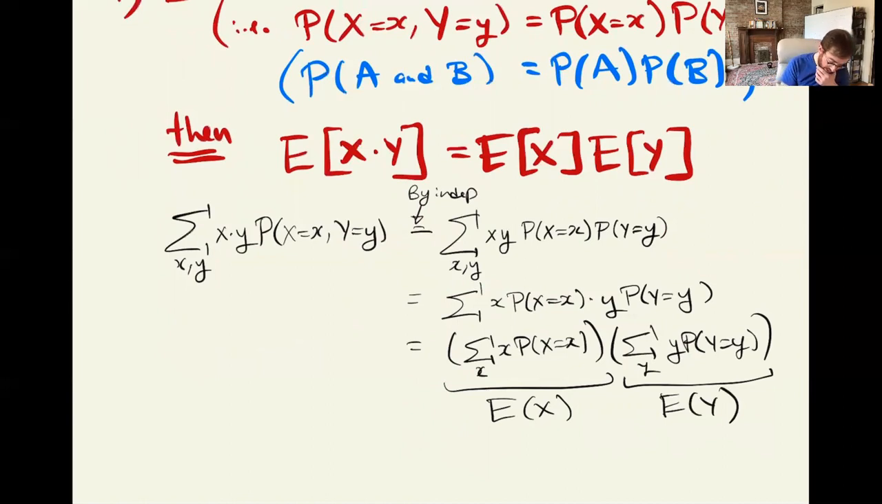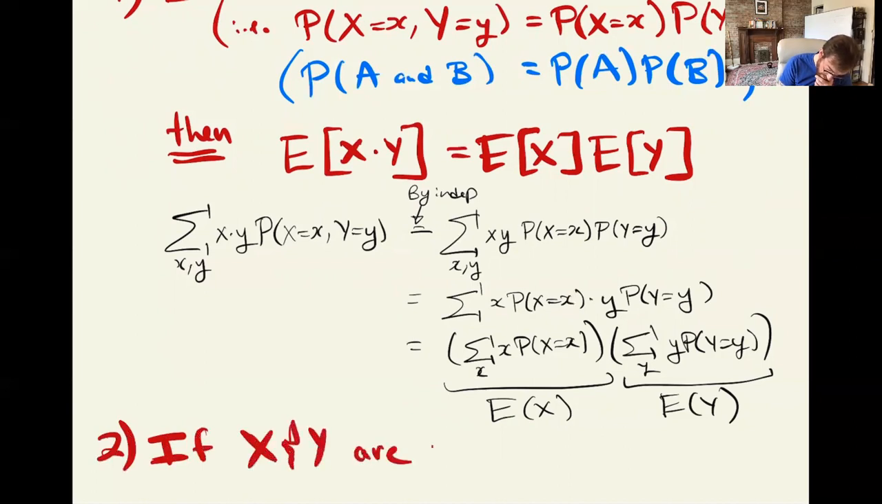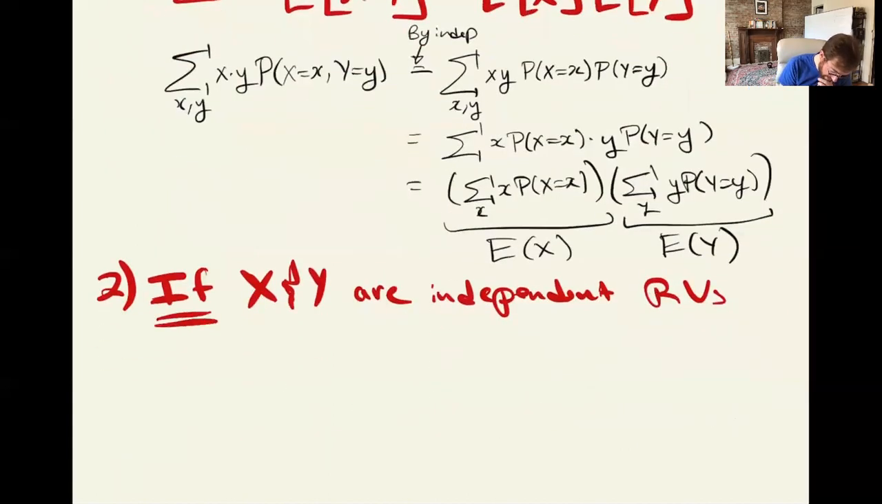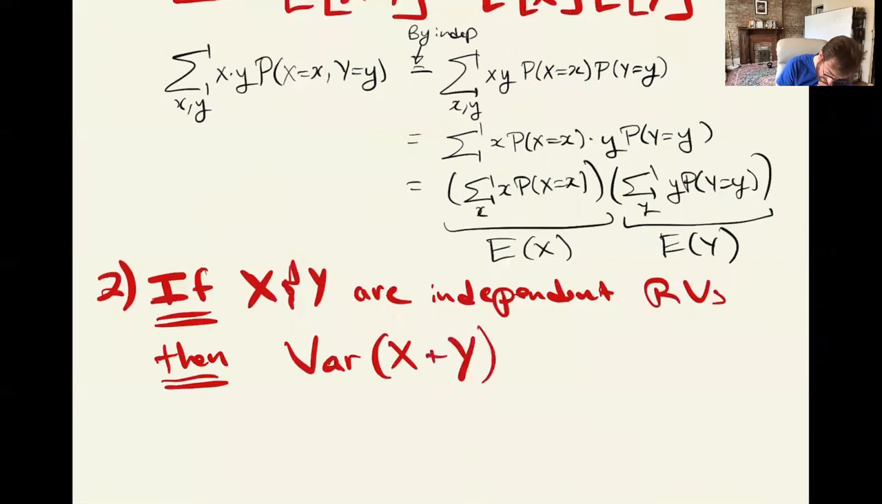The second principle, and I encourage you to try to prove it using the first, is that, again, if X and Y are independent random variables, then the variance of X plus Y is equal to the variance of X plus the variance of Y.